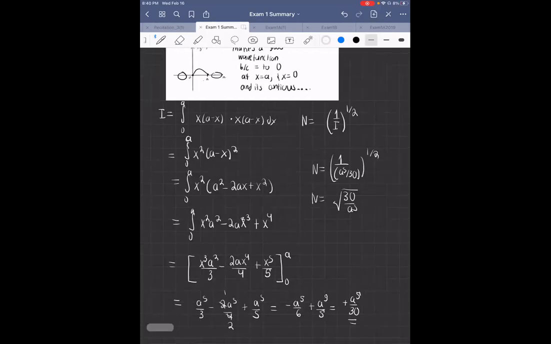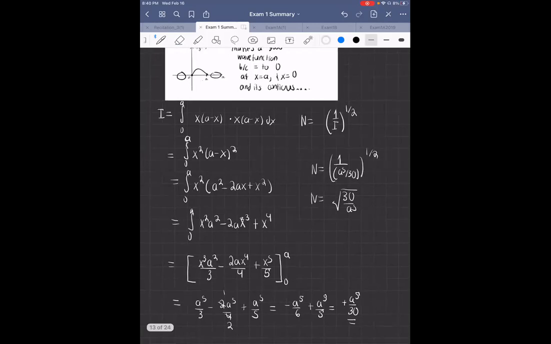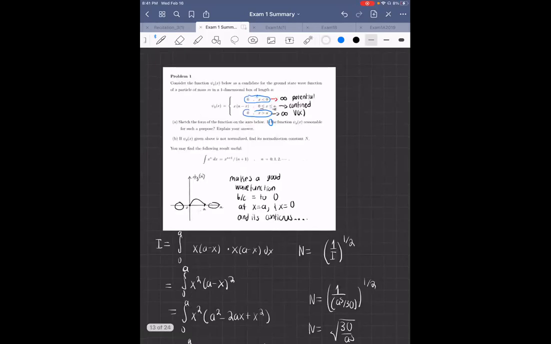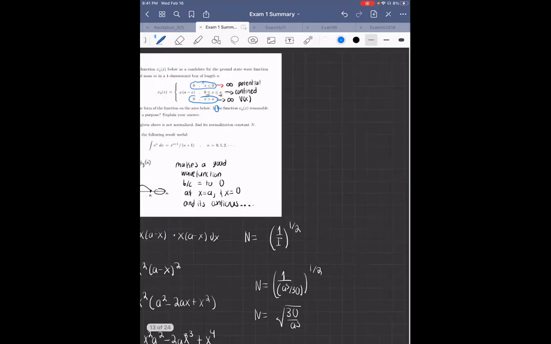So does that make sense to everyone? Okay. So that's it. Basically, if you're doing a problem like this, just worry about the boundary conditions and integrate based on that. All right.